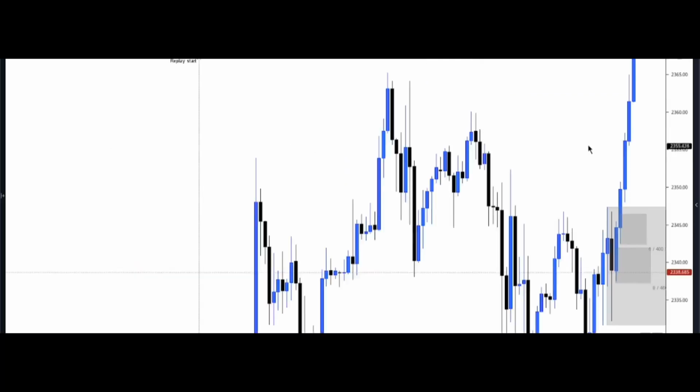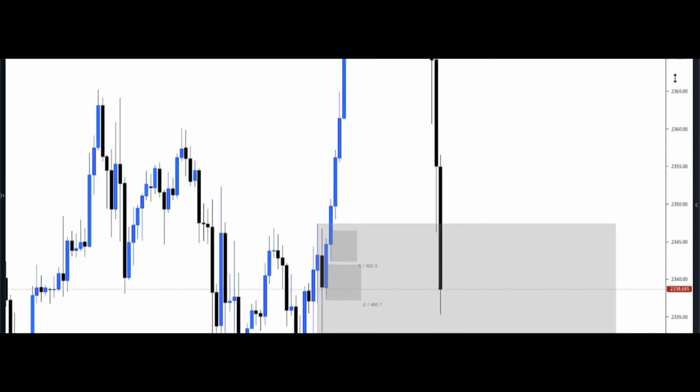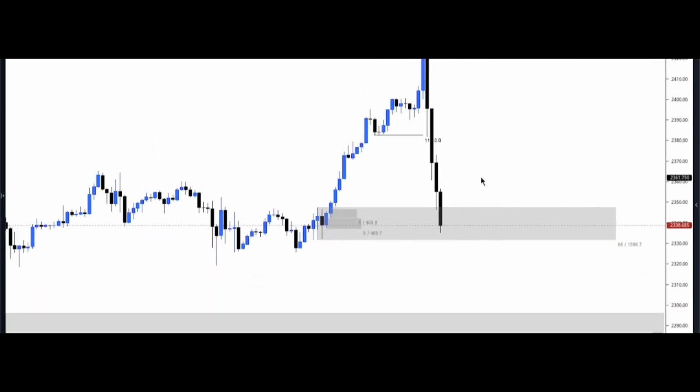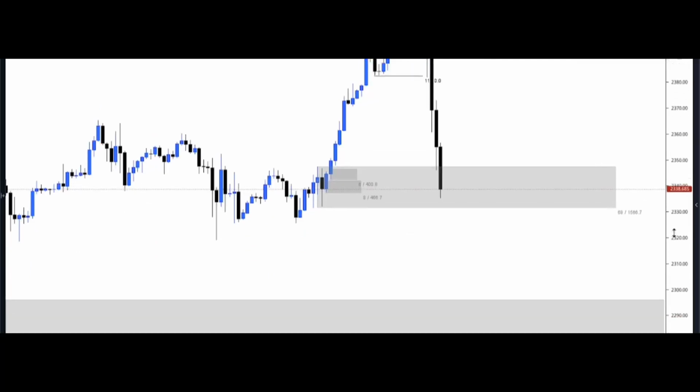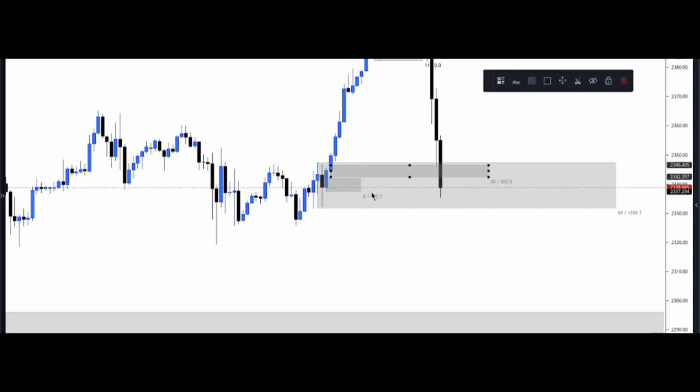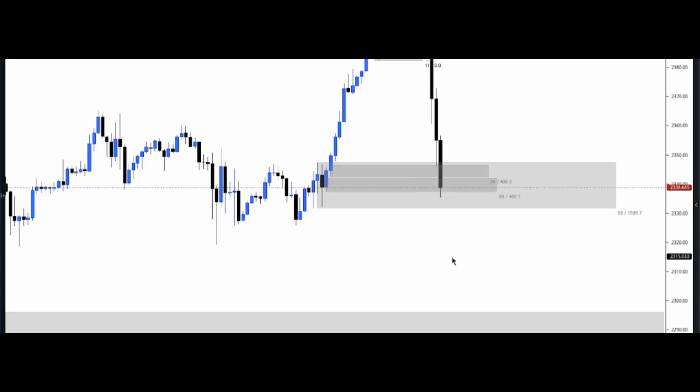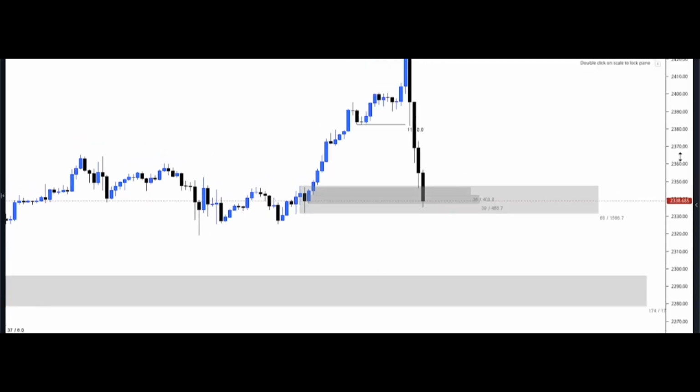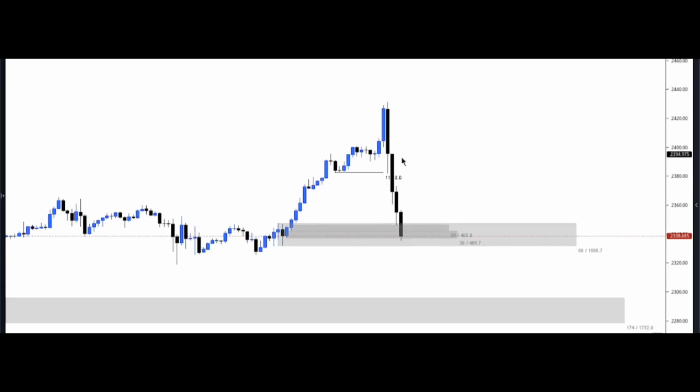But let's get back to that 1H and see, now that we have refined our areas of interest on the lower time frame. Look at it here. The first one has been taken out, as you can see. Now the second one is also taken out with a candle wick, as you can see. But let's continue to play price here on the 1H. Remember, I told you the volume has come into the market and it's risky to want to place a trade directly from here. So we continue.